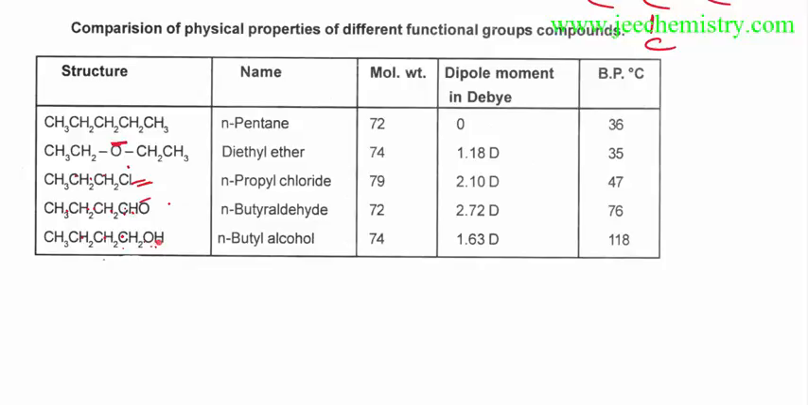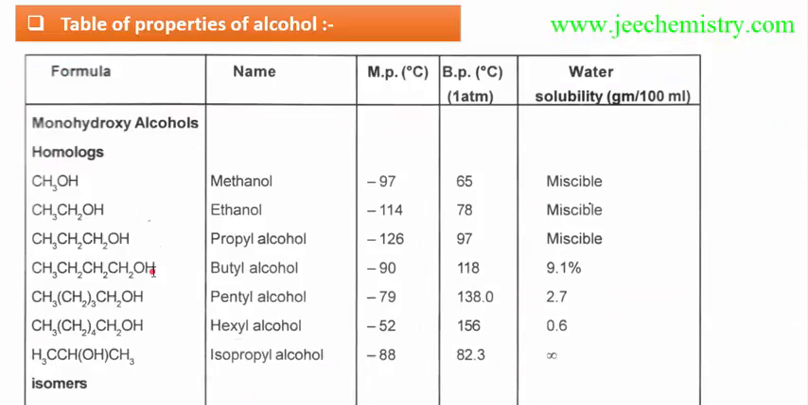This is an alcohol, OH is attached. Here, in the aldehyde, CHO is attached, and here OH is attached. That's why there is hydrogen bonding. So this will have a higher melting point. As the attraction increases, the melting point increases.